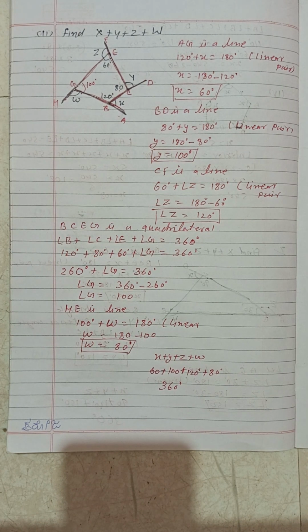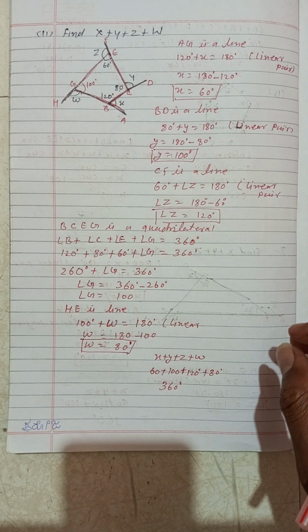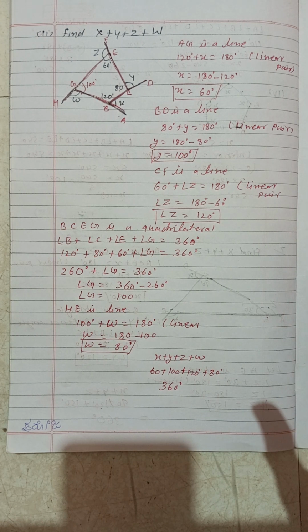So we understand by this that the exterior angle of any shape is always 360 degree. Yes, interior angle can be different, and that is given by the formula n minus 2 into 180 degree. That is the interior angle sum.